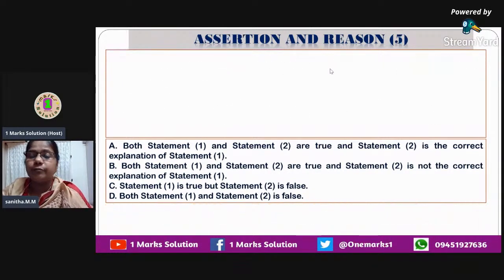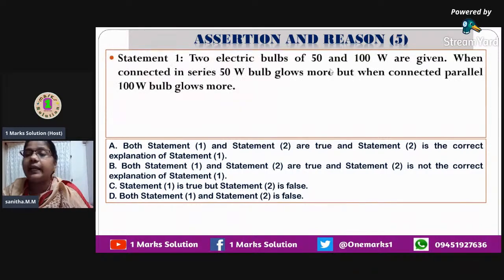Now let us move on to the fifth question. Two electric bulbs of 50 and 100 watt are given. When connected in series, the 50 watt bulb will glow more. When connected in parallel, the 100 watt bulb will glow more.